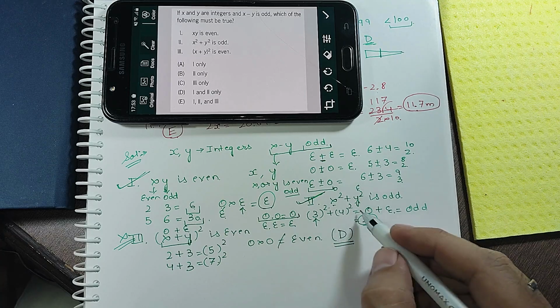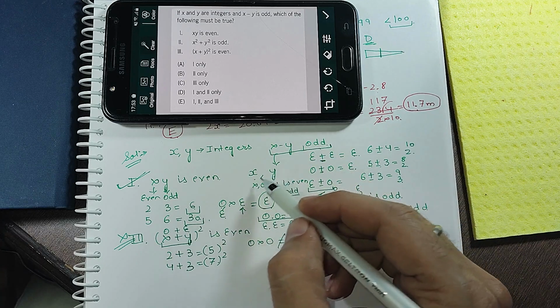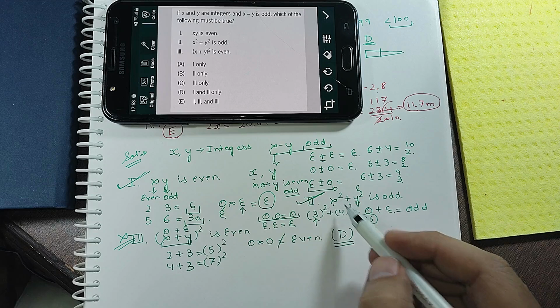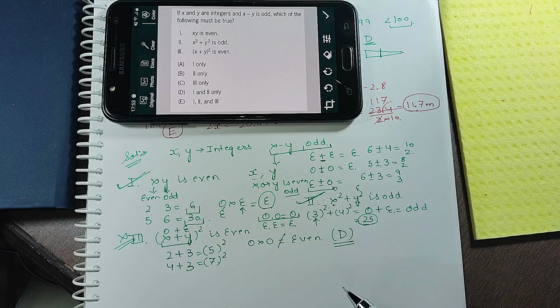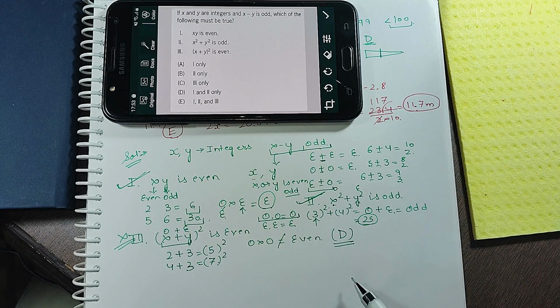You can try some more values for x and y, following the condition that one of them should be odd and one of them should be even, and try to justify your cases in all these three statements. You would find that (x plus y) whole square can't be even, it has to be odd. So option D is the right answer.